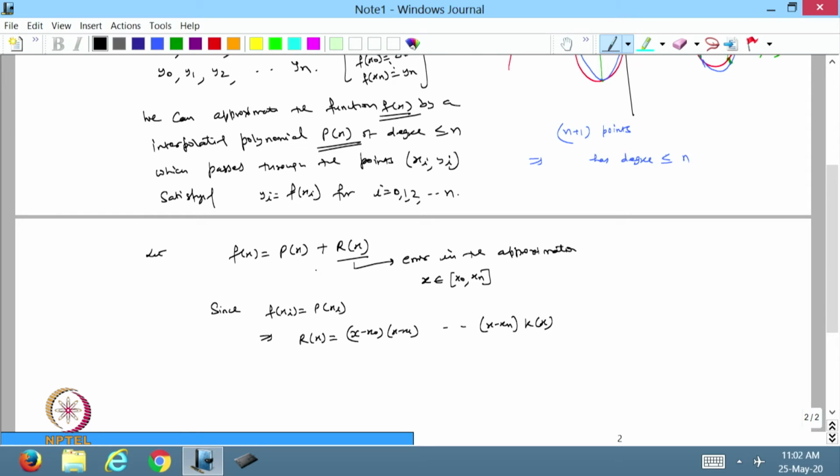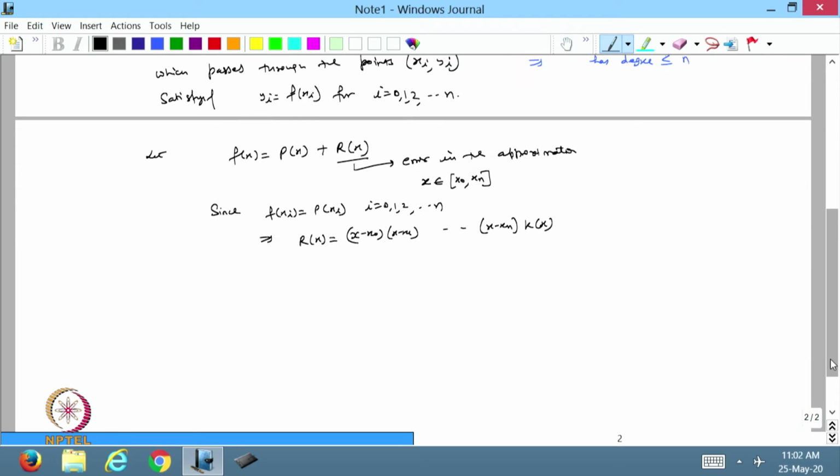Because at this point, when x is equal to xi for all i's, 0, 1, 2 up to n, this is the same value. So, whenever this is the same value, the error will be 0. That is why I choose the R(x) in this way. Whenever I put any of the nodal points x0, x1 or xn, the error term will be 0. Now, k(x) is the function I have chosen.